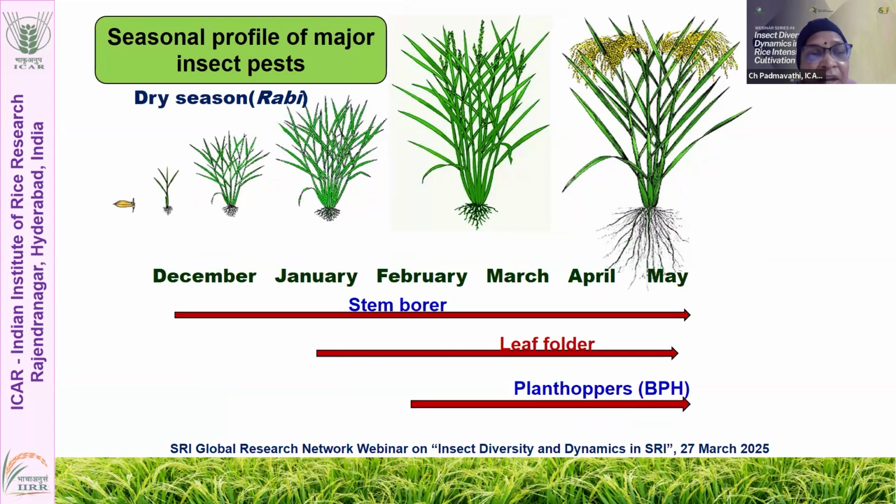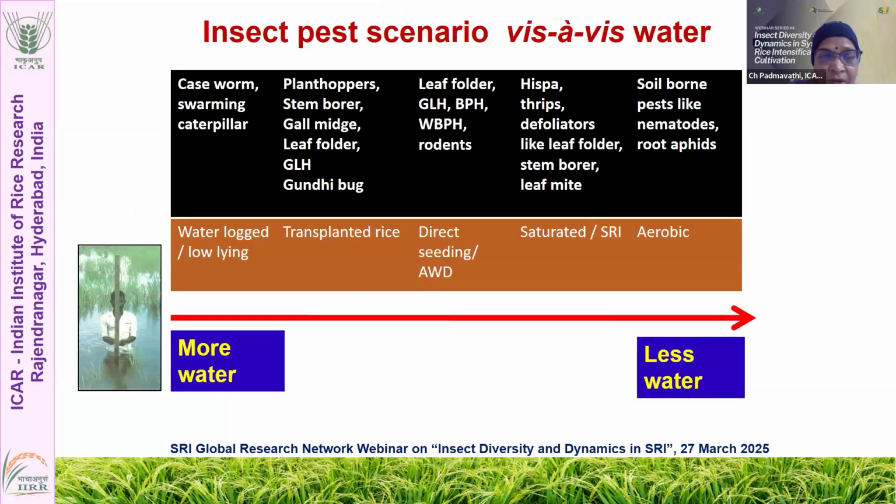In the dry season, that is the Rabi season, which extends from December to May, you can see again stem borer from nursery to harvest, leaf folder from maximum tillering stage to harvest, and plant hoppers from around panicle initiation to harvest. These are the pests which are basically found.